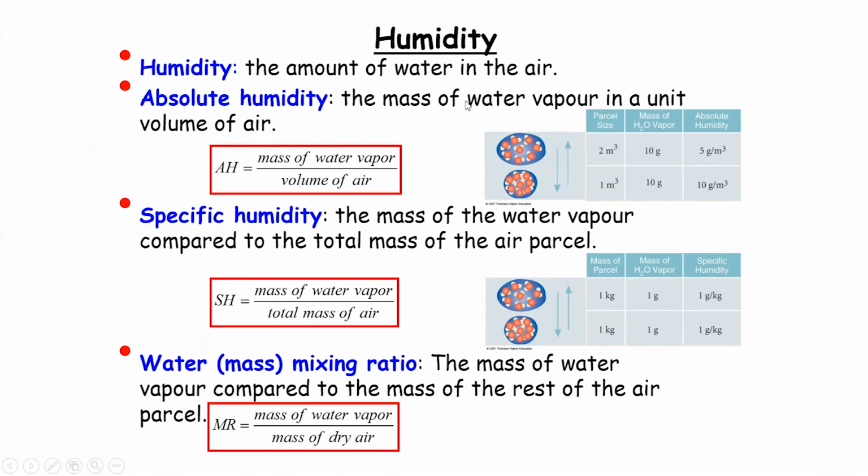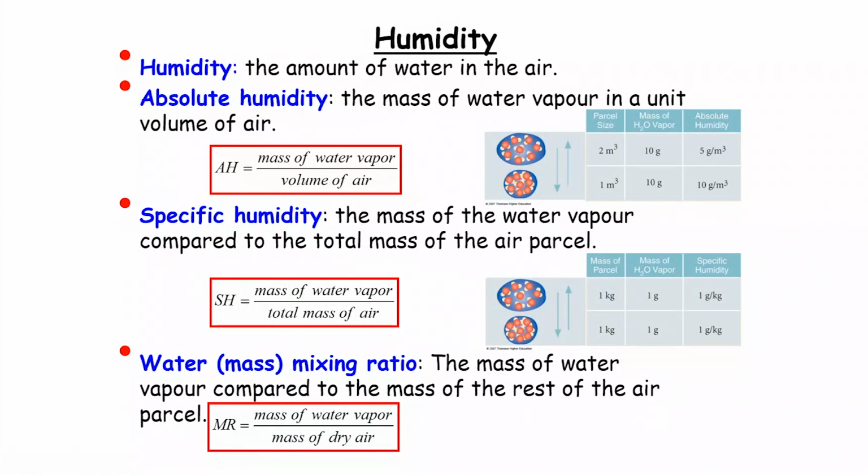Humidity is the amount of water in the air. We can specify either absolute humidity or specific humidity. Absolute humidity means mass of water vapor by volume of air. You can see there is a volume of air, in which the red represents nitrogen, oxygen, CO2, argon, etc. These white particles or molecules are water vapor.